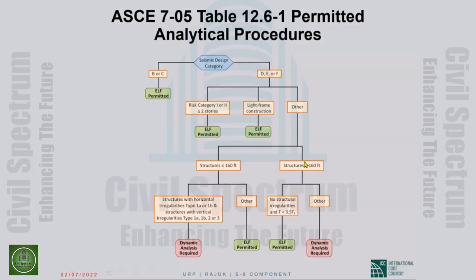Okay. Now, a design category D, E, or F building that is taller than 160 feet, if it has structural irregularities, or even if it doesn't have structural irregularities, if the period is equal to or larger than 3.5 times the transition period, then you will have to do dynamic analysis. Okay. So this is a bit elaborate, but very precise. It will tell you when you have to do dynamic analysis.